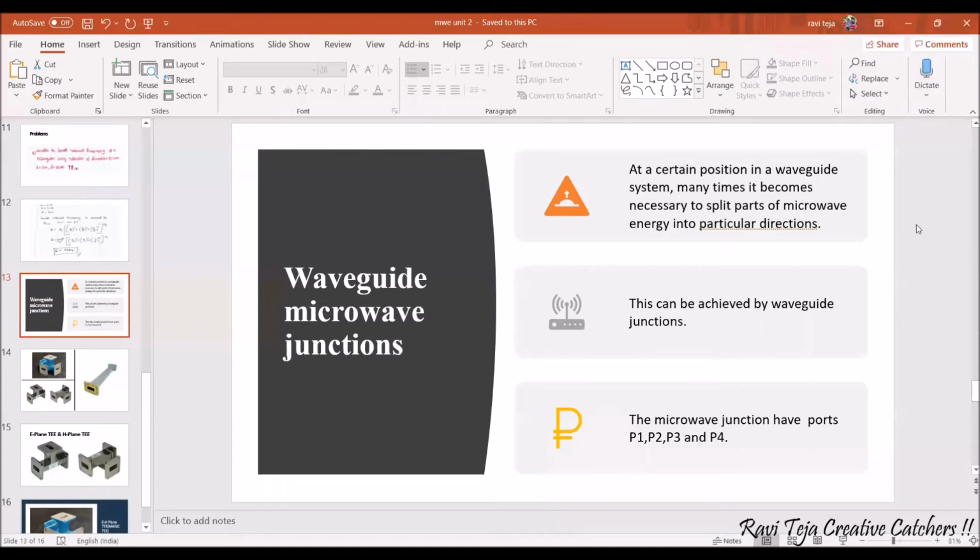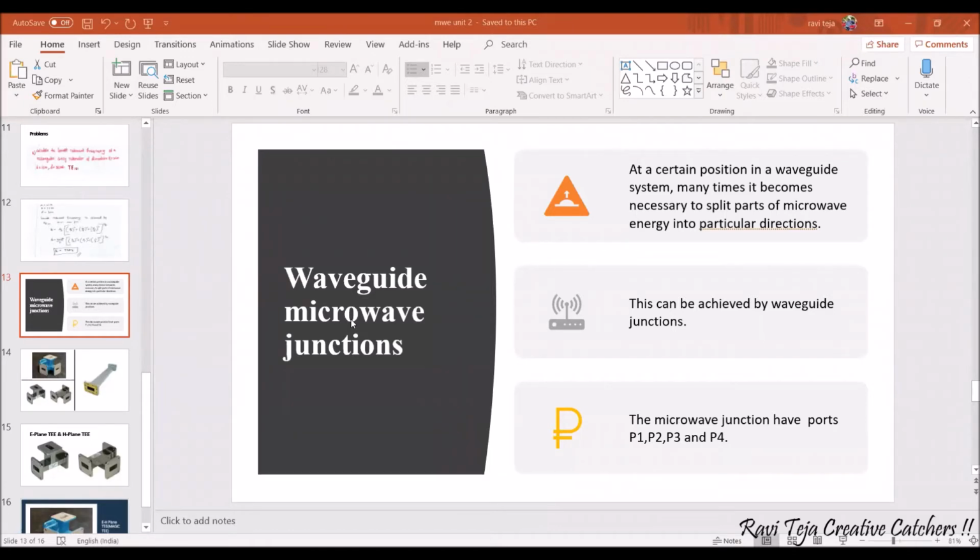At a certain position in a waveguide system, many times it is necessary to split parts of microwave energy into particular directions. This can be achieved by waveguide junctions. Microwave junctions will have some 2 branches, some 3 branches, and some 4 branches.